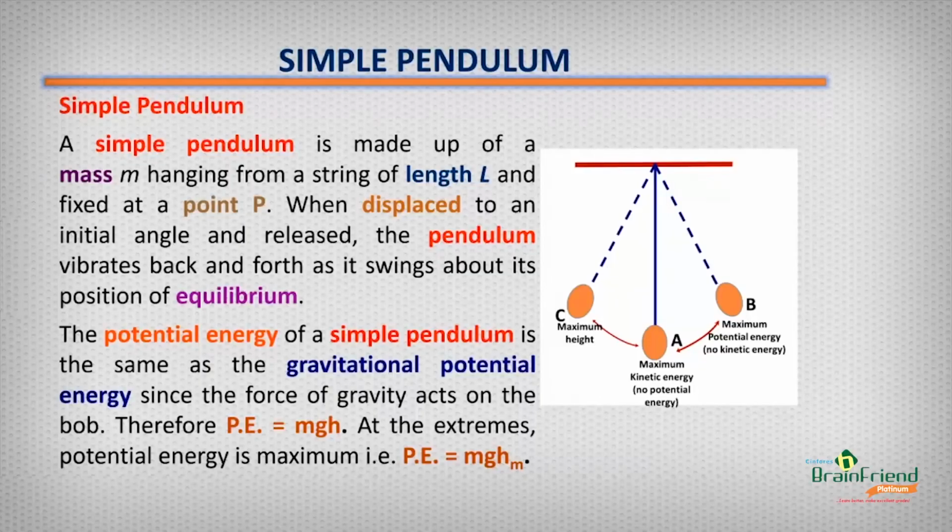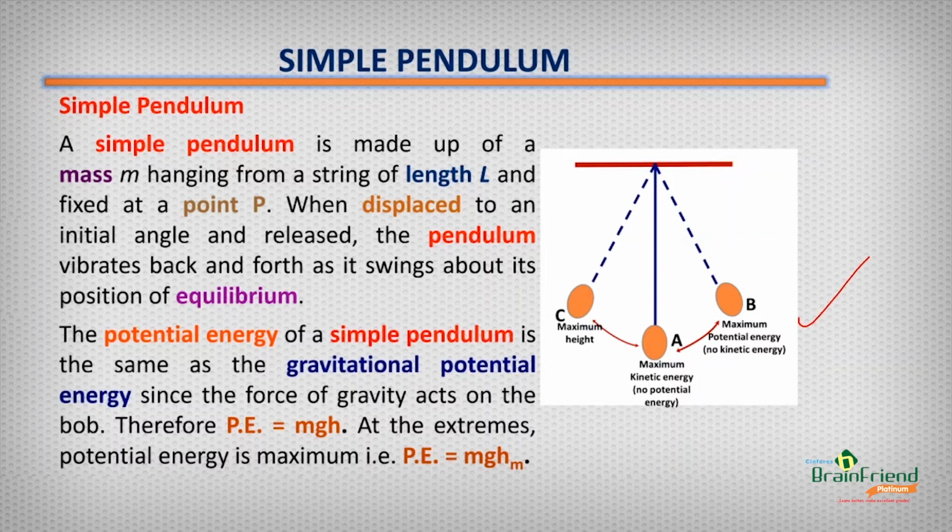Now, having seen that, let's go on to consider the motion of a simple pendulum. Recall that a simple pendulum comprises a mass hanging on one end of a string that is fixed on the other end to a rigid body. When this bob is displaced at an initial angle and released, it continuously vibrates to and fro about its equilibrium position, as seen in this diagram.